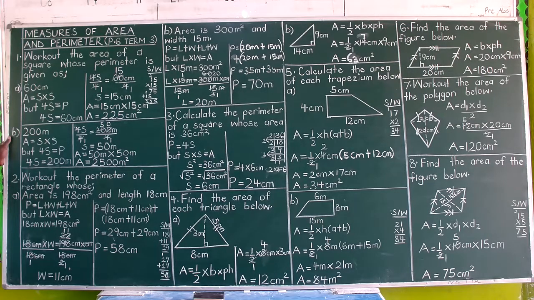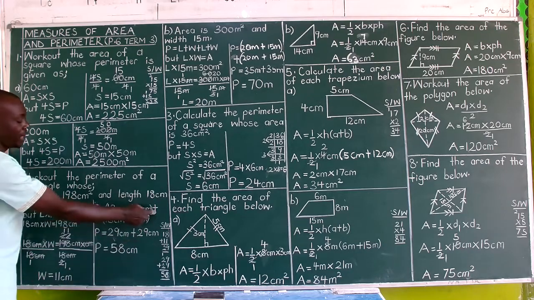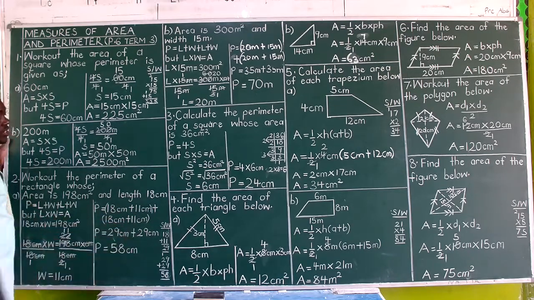Now that I've got the width, we can now find the perimeter. We are going to add around. We already stated the formula, you don't need to state it again. Length plus width plus length plus width: perimeter is going to be 18 centimeters plus 11 centimeters plus 18 centimeters plus 11 centimeters.